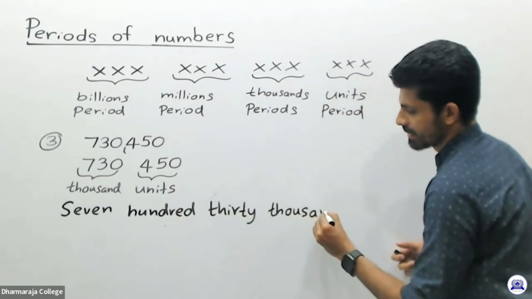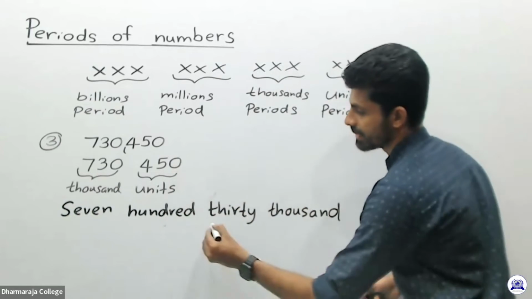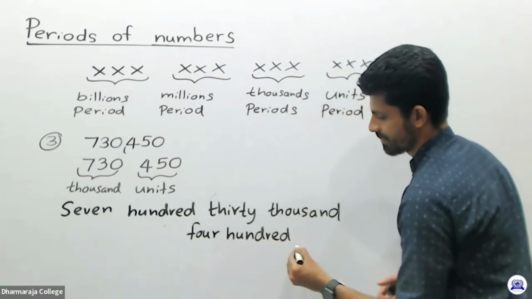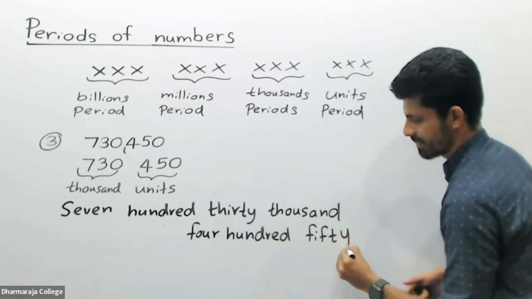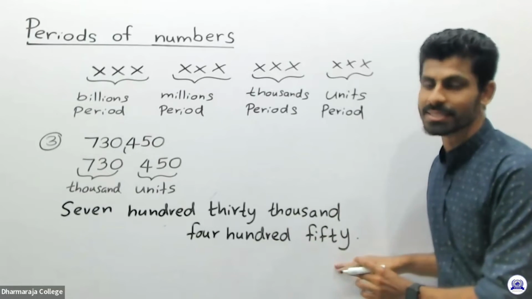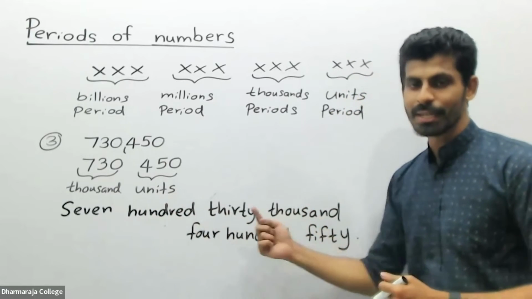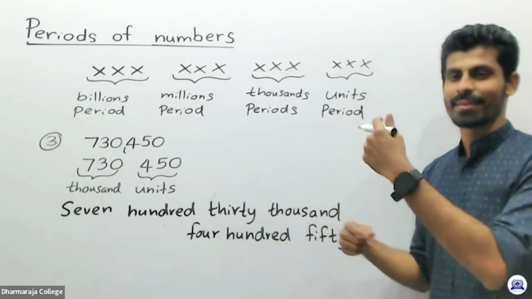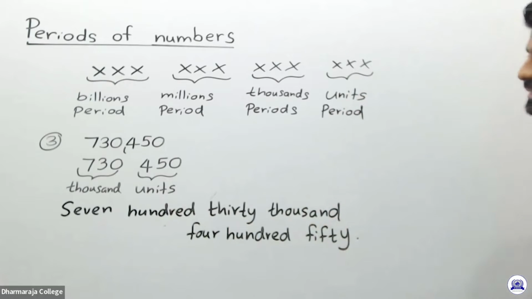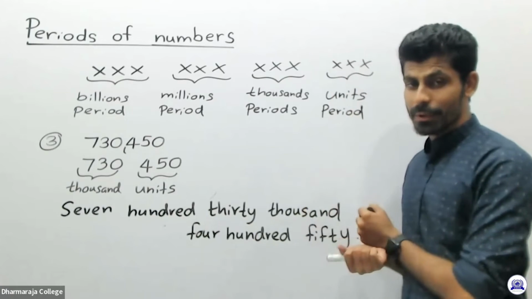730,450. You can continuously write it down. I'm just writing it as 2 lines because I do not have enough space to explain this one. Likewise, you can do this one. Quickly, hurry up. Quickly note it down. Question number 3. Then you can pause the video and quickly note it down.